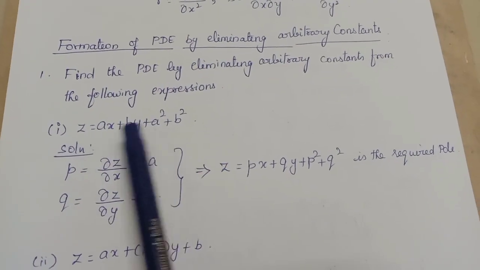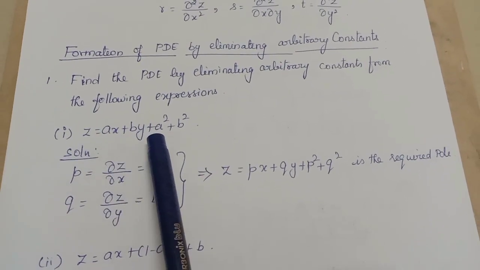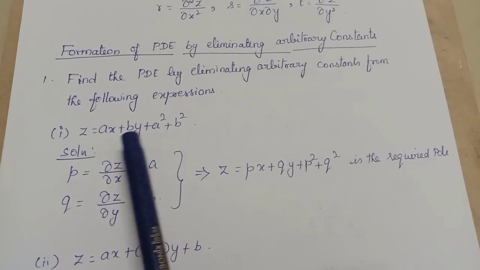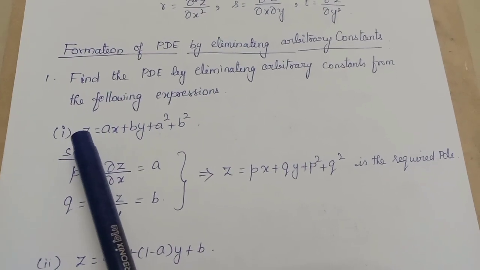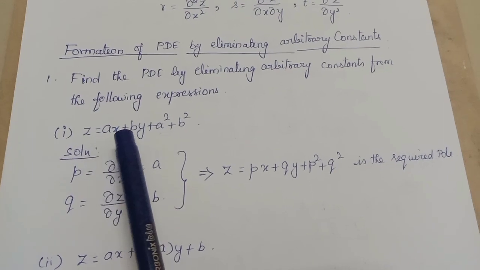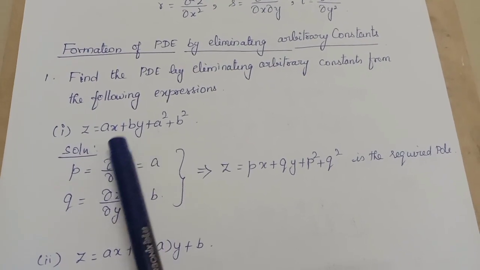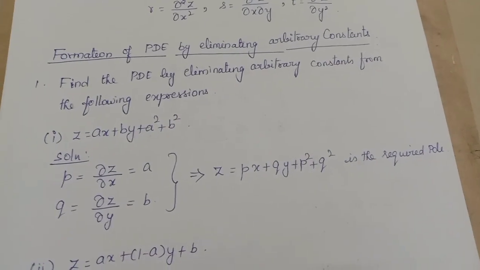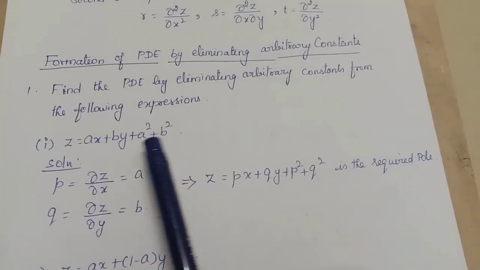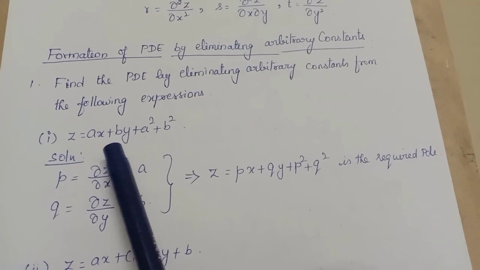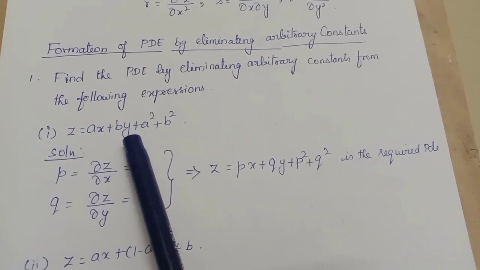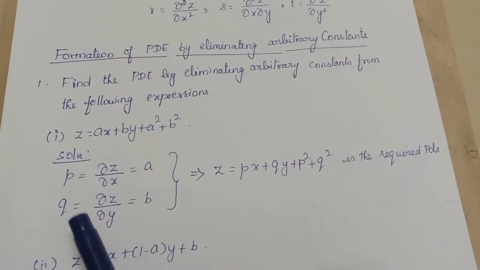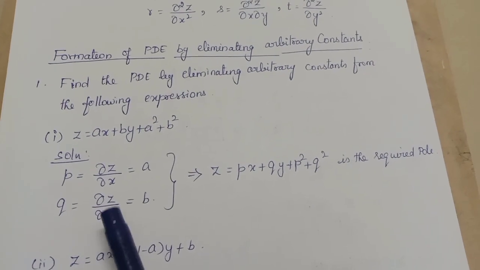So let us see this problem. z equal to ax plus by plus a square plus b square. Here z is a dependent variable which depends on x and y, and this a and b are arbitrary constants. So we want to eliminate the arbitrary constants. For that, what I am going to do is differentiate this expression partially with respect to x and then with respect to y. So let's see what happens.